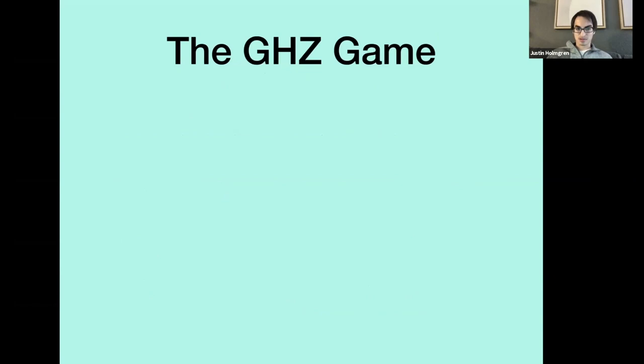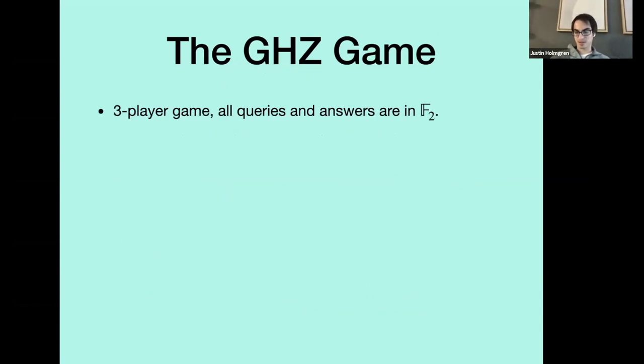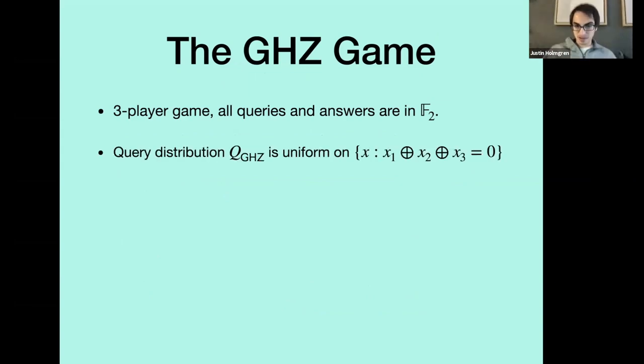Okay. So to specify the game, we need to say what the query distribution is and then what the answers need to satisfy. The query distribution is a uniform distribution on the set of all 3-bit strings with parity 0. So each player gets a bit. And thinking back to this notion of connectivity that I mentioned earlier, you can see that this distribution is very far from satisfying that property, because if you change just a single player's input, that will no longer be a valid query. So I think that's maybe why it was suspected to be one of the hardest cases.